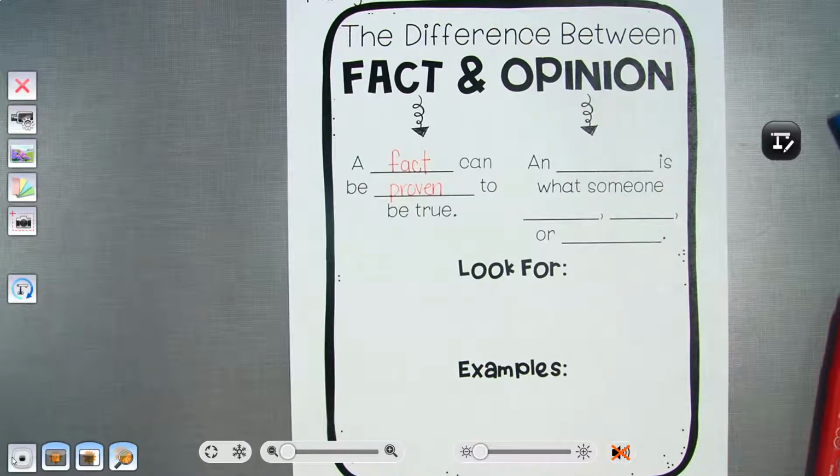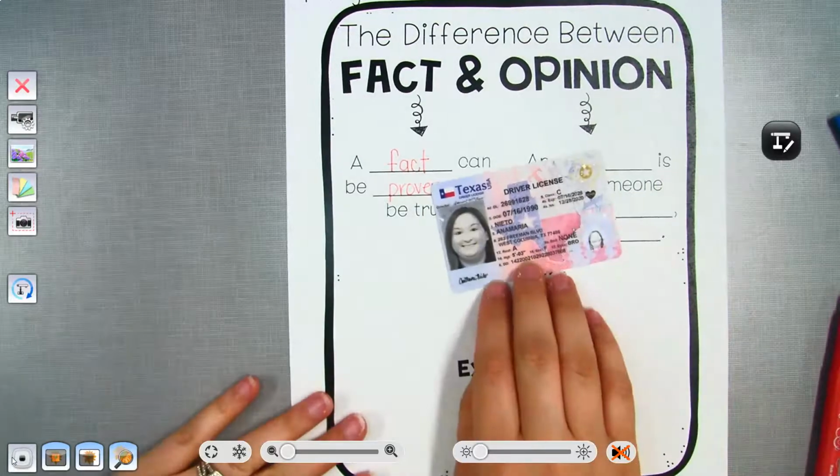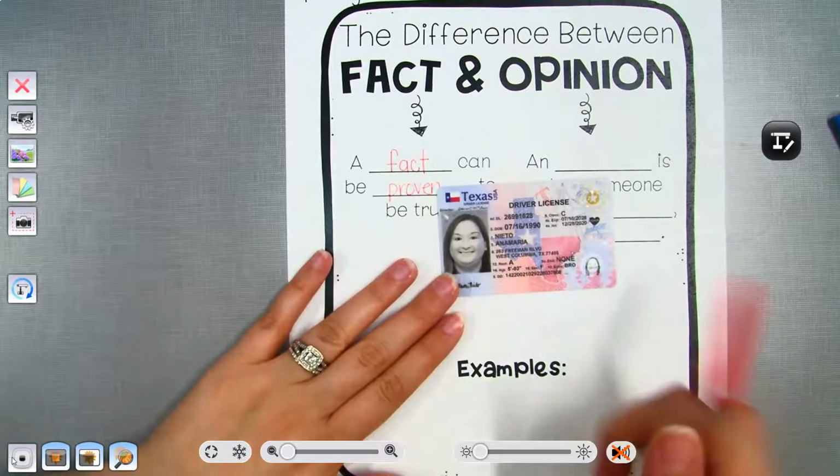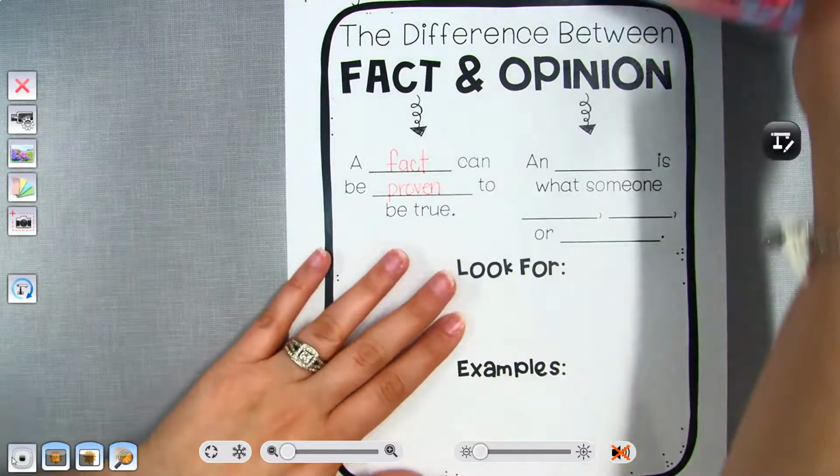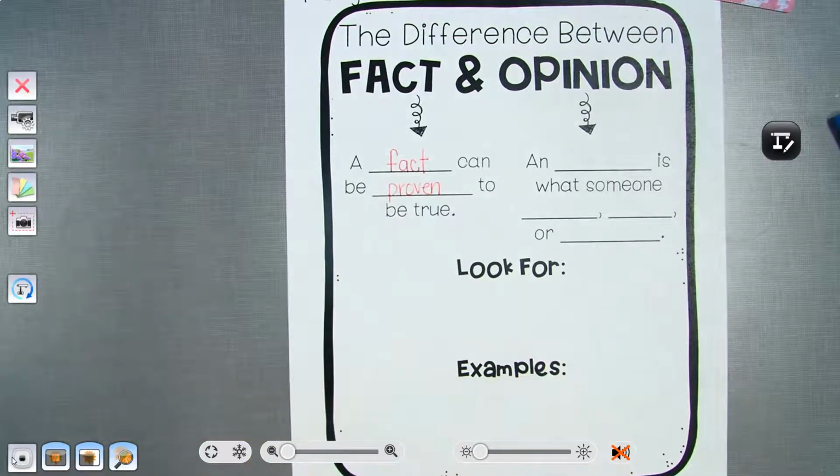So here's my driver's license. Don't make fun of Miss Nethos' picture. Right here, it says my date of birth, 7/16/1990. So that is a fact. Okay, so it can be proven.